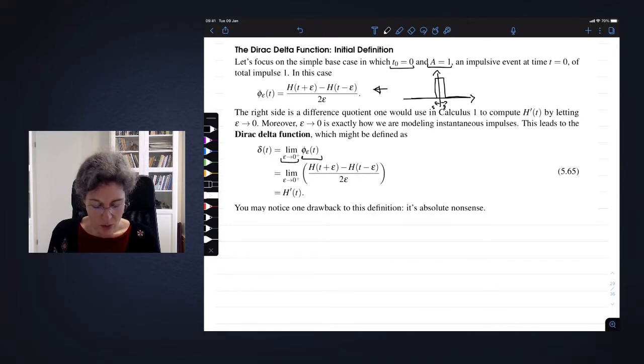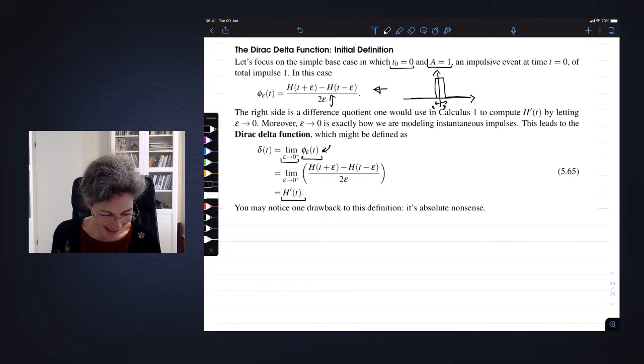And if you do that and you plug in our definition here, then what you'll get is h of t plus epsilon minus h of t minus epsilon over 2 epsilon. And hopefully that rings a bell from calculus, and you'd be tempted to say, well, hey, look, that's just the derivative of our Heaviside function. And that might seem really great, like, wow, the Dirac delta is the derivative of the Heaviside function. Unfortunately, although intuitively it might be helpful, it's also nonsense.